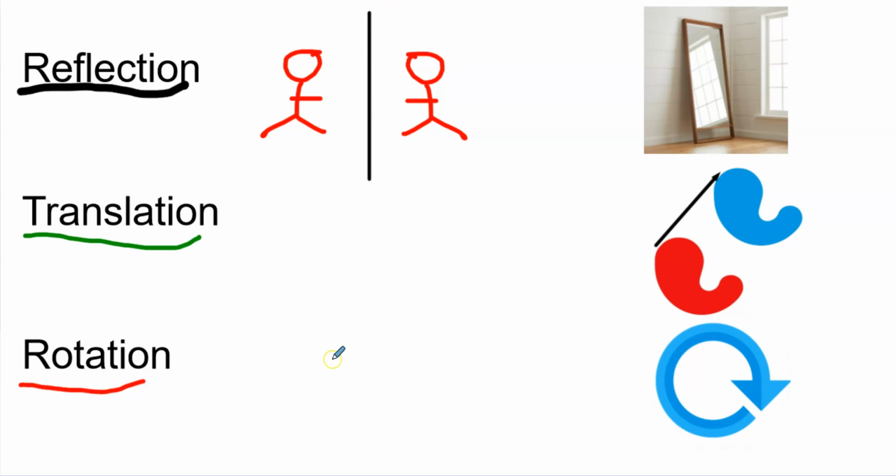And then the last one is rotation. Rotation again is just like it sounds. You take a figure and it gets rotated around a specific point, and you rotate it a specific direction and a specific angle. So this square gets rotated around a specific angle or about this specific point, which is called the center of rotation. So let's take a look at the lesson.